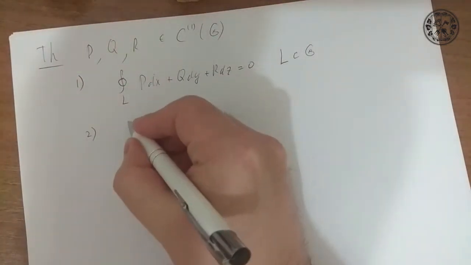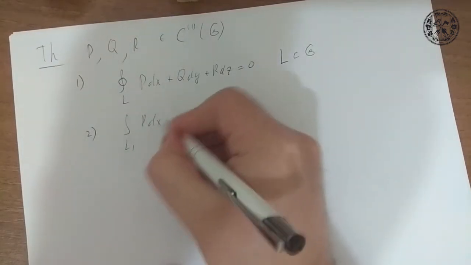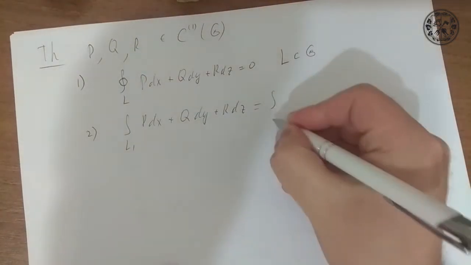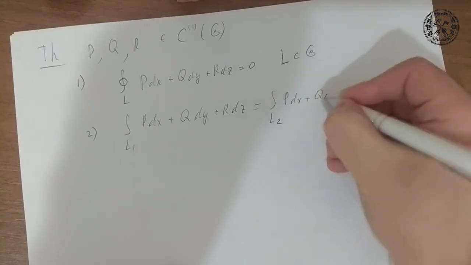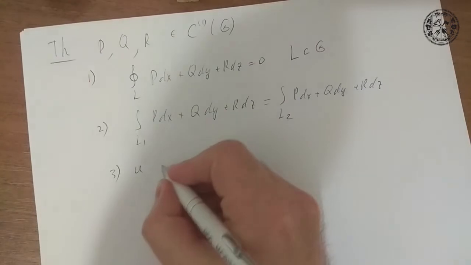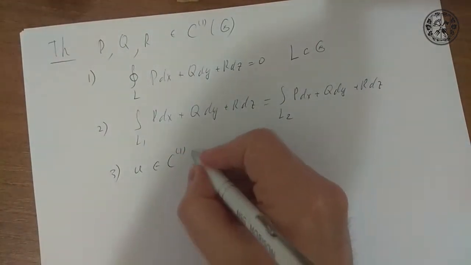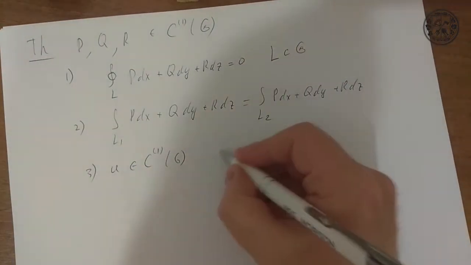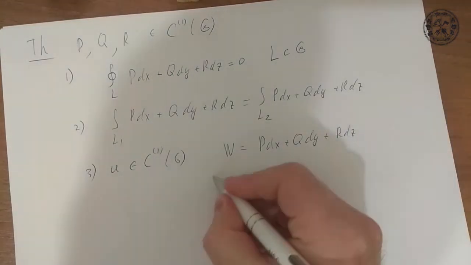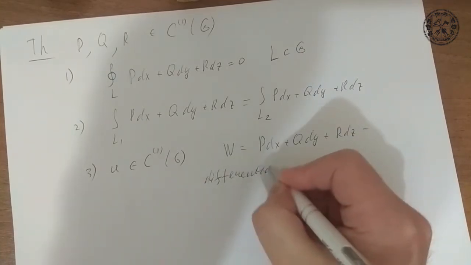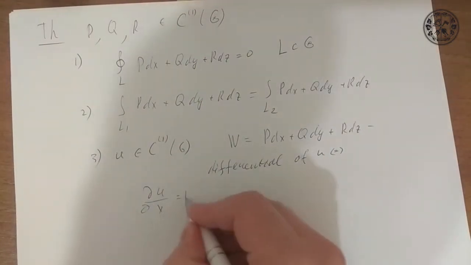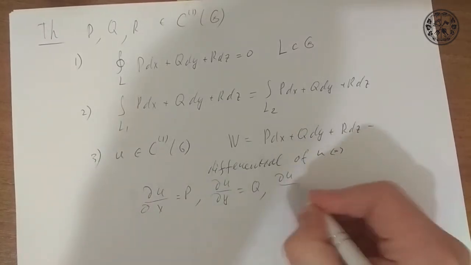Next, the statement that if we have some integral p dx plus q dy plus r dz taken by some curve L1, this will be the same as the integral p dx plus q dy plus r dz taken by some other curve. Third statement: there exists function u that is continuously differentiable inside G, such that w equals p dx plus q dy plus r dz is the full differential of this function u, which means that du by dx equals p, du by dy equals q, du by dz equals r.